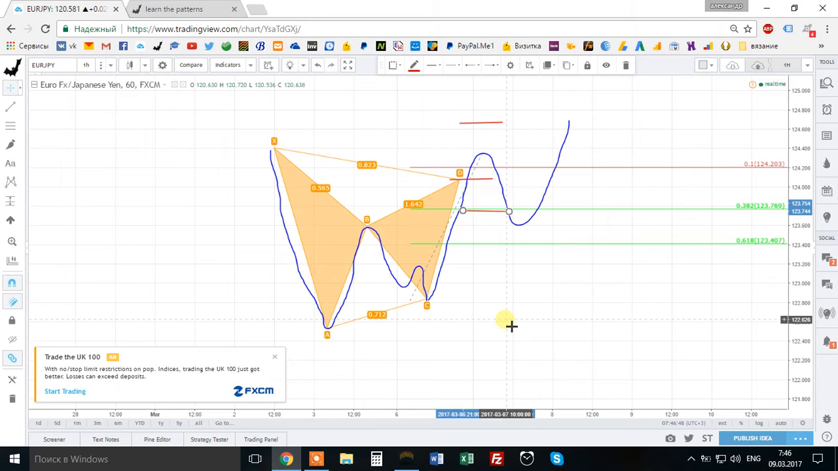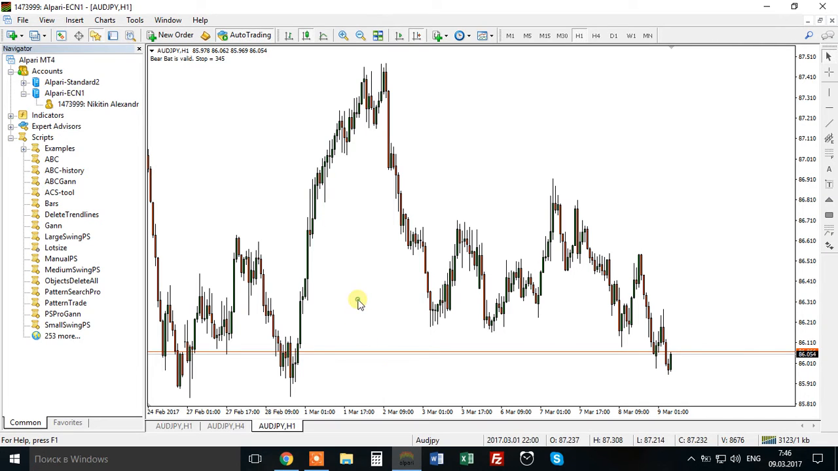Okay, so now that's not all, guys. Now let's go into a real-time environment. I will show you something really important. Let me go to my MetaTrader. You can see the chart in front of your eyes. What is that? Aussie yen.